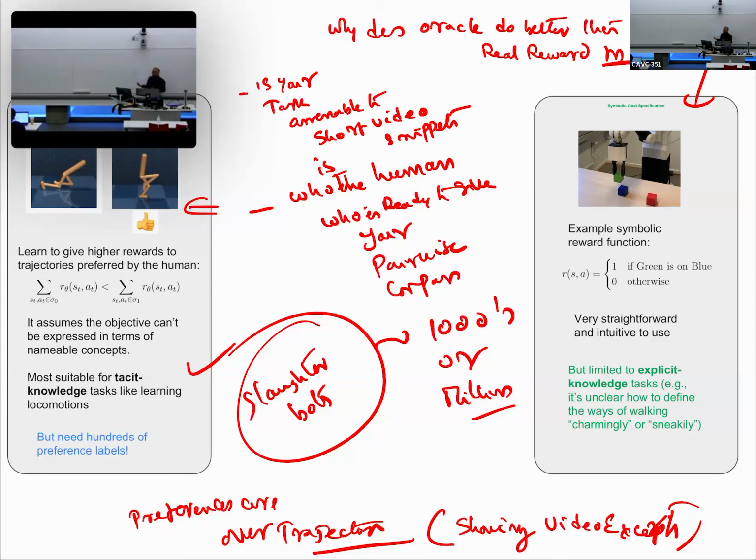Whereas for the walking, I can actually show you the video. It's very easy. I can take a 3 millisecond clip and then say which one do you like. And it's very important to understand that there are two very different extremes. This is one side, and this is the more explicit knowledge type side.